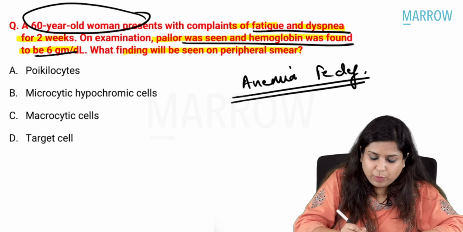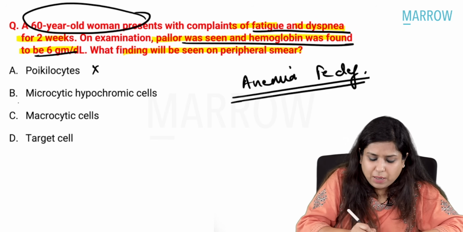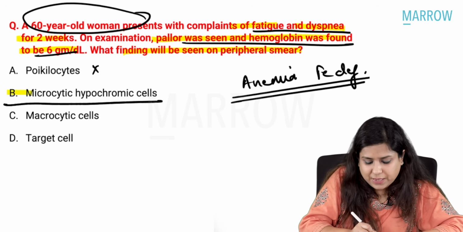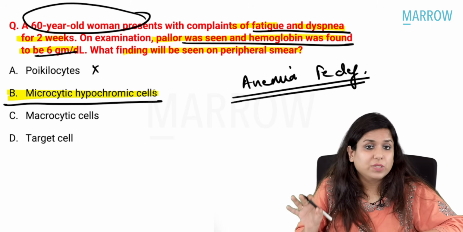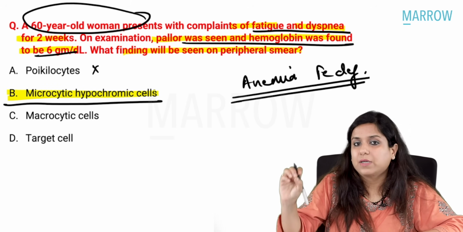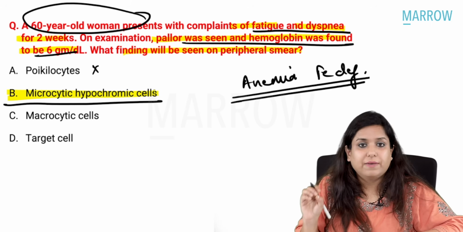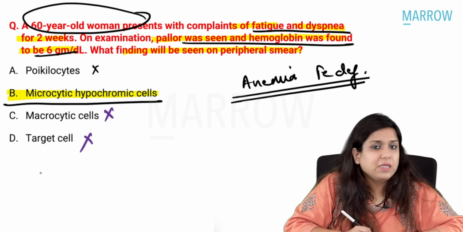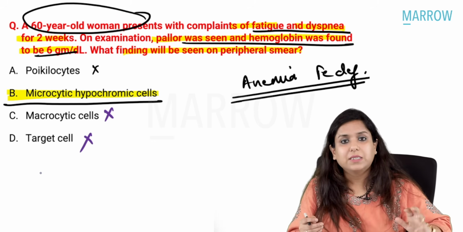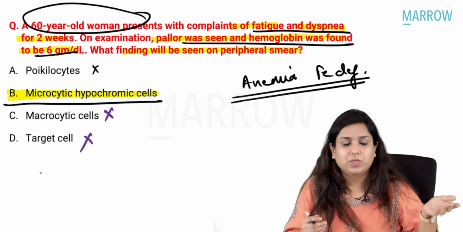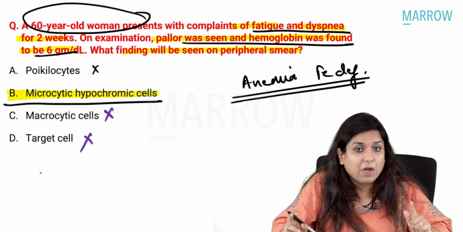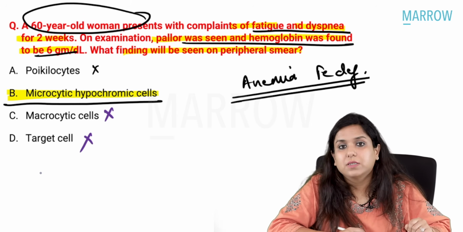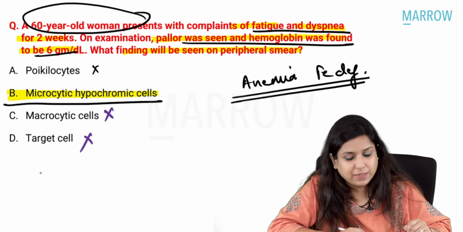Here the options were poikilocytes, not clearly, microcytic hypochromic cells. I would have marked microcytic hypochromic cells because they are the characteristic feature of iron deficiency anemia. The other options are macrocytic cells or target cells, not really. Target cells might be seen in iron deficiency anemia, but here, because we have to mark one option, the best answer is microcytic hypochromic cells, right?